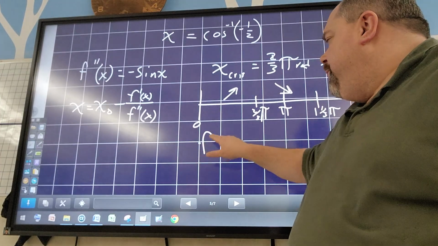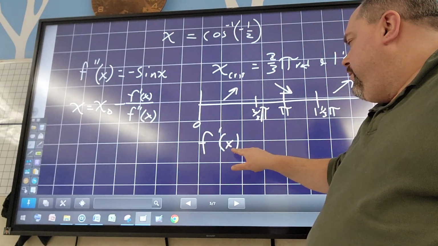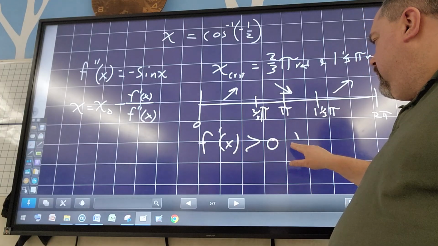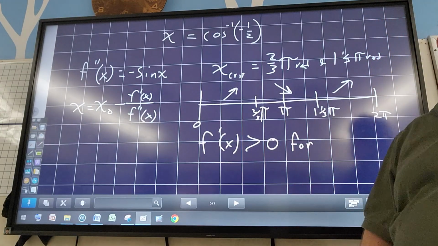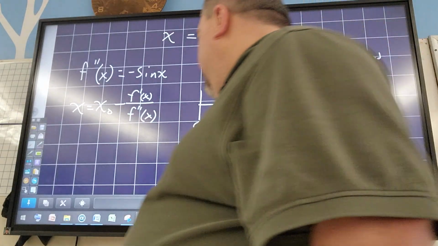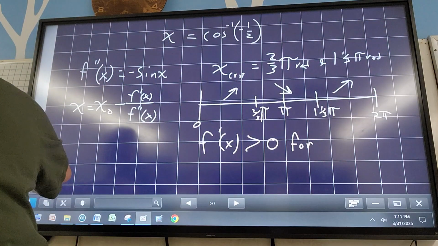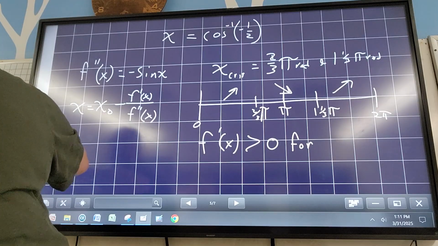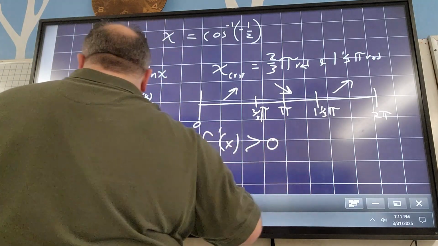You can also say this. So chat, this is also what you can do. Actually, instead of "for," they tend to use "on."